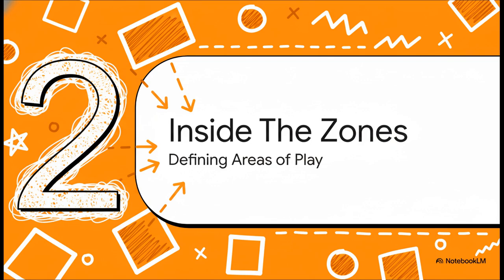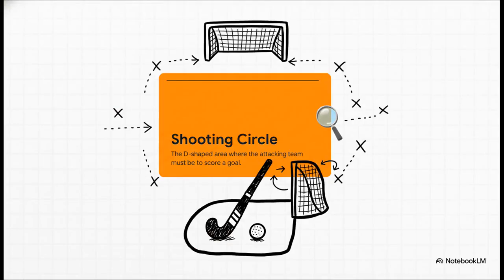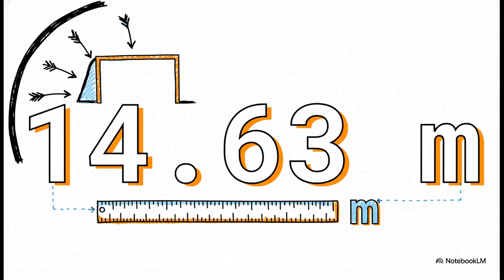So, with our boundaries all set, the prompt starts to fill in the really important details. And these aren't just random lines, oh no. These are the critical zones, the areas that actually define the rules of the game. First up is the shooting circle. Now, if you know field hockey, you know this D shape is everything. You absolutely cannot score a goal if you're outside of this area. It's a fundamental rule of the game, and this line defines it. And here's the number that makes it official. The prompt specifies that this circle is exactly 14.63 meters from the goal line.